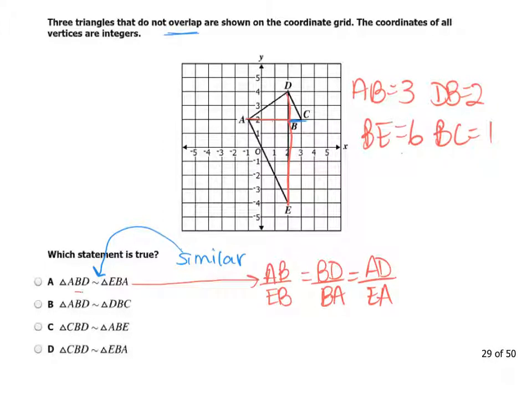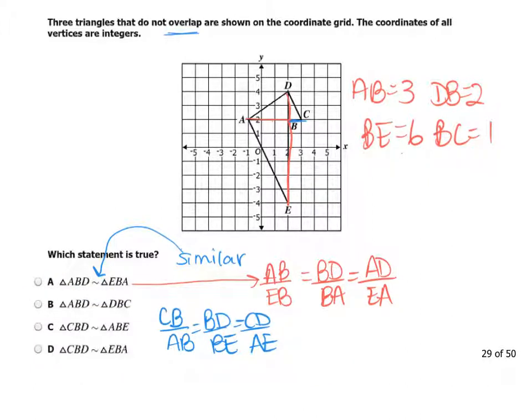So I set up my proportion for ABD and EBA. So AB over EB, first two over the first two, second two over the second two. Then I'm going to put in the numbers. So AB is 3, EB is 6, BD is 2, and BA is 3. Are these proportionate? No, so this is not the answer. So we'll do that with each one and see what we get.